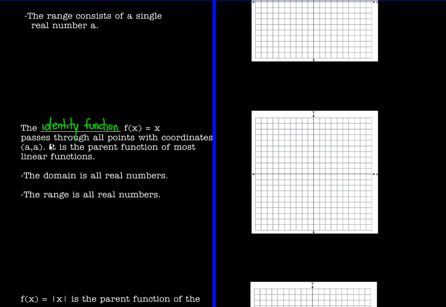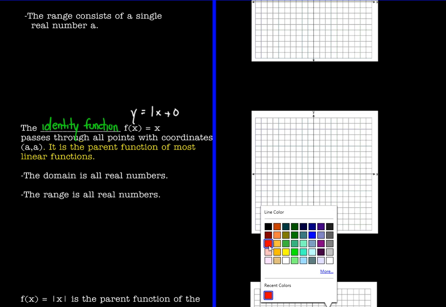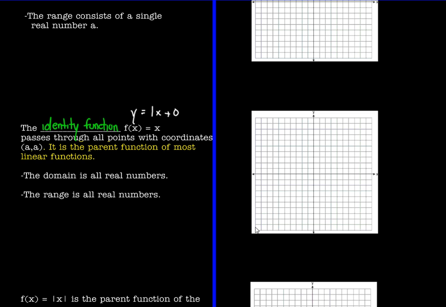It is the parent function for most linear functions. You can see this could be y equals mx plus b. This could very well have been written y equals 1x plus 0. It goes through 1, 1 all the way up, and it goes on forever in that way. So it's y equals x, or f of x equals x.